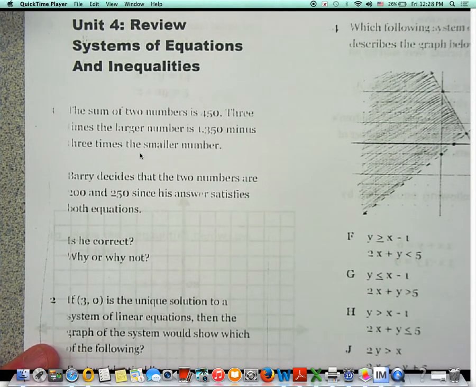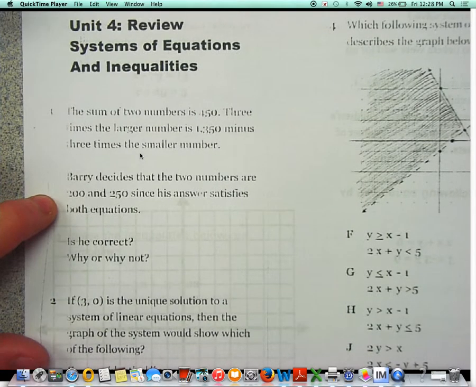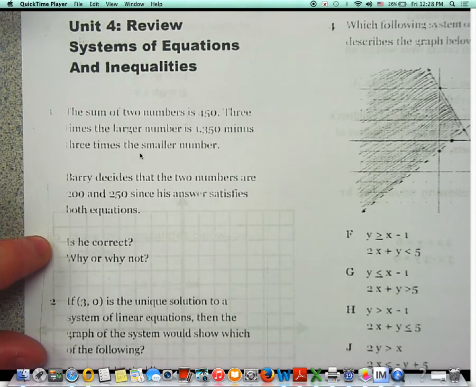The sum of two numbers is 450. 3 times the larger number is 1,350 minus 3 times the smaller number. Barry decides that the two numbers are 200 and 250 since his answer satisfies both equations. Is he correct? Why or why not?